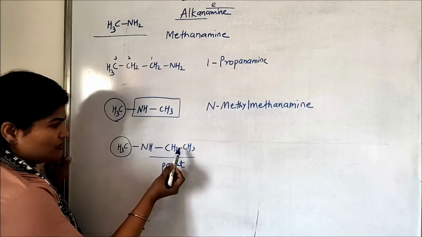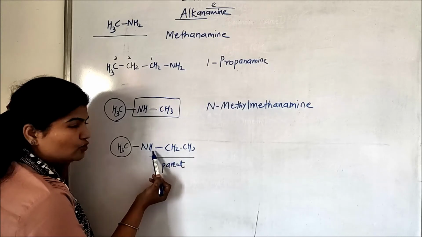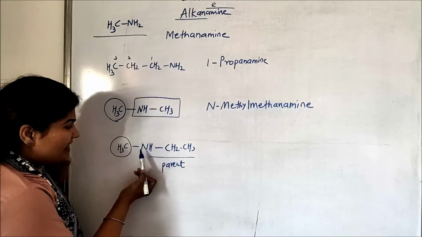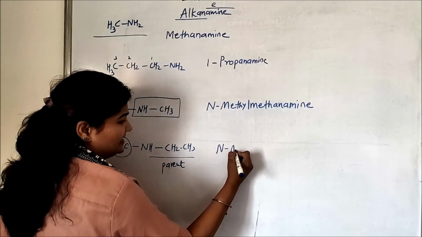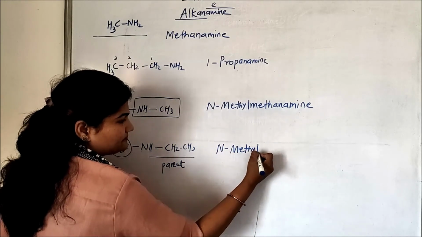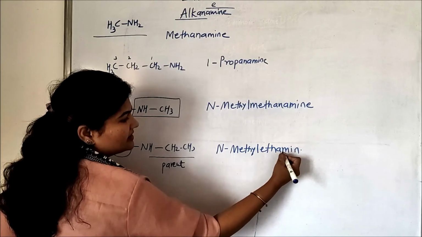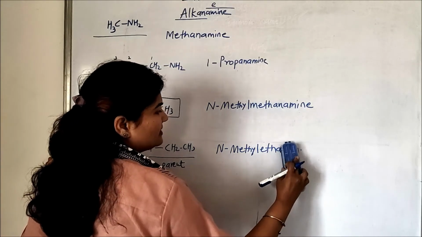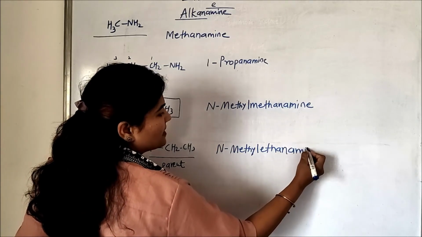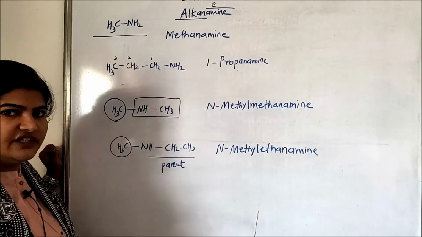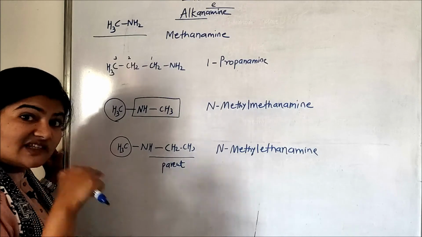So this I will consider as my parent group for the primary amine. So my parent amine will be 1, 2, means ethanamine, and to the nitrogen there is a methyl group. So the name for this will become N-methylethanamine. This is how we are going to do it. So the bigger group will become our parent as the primary amine.